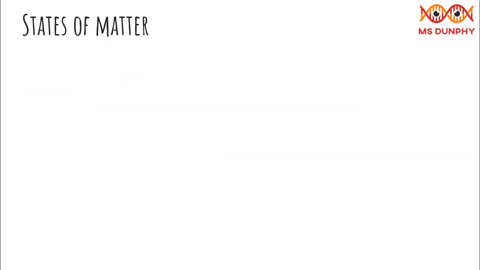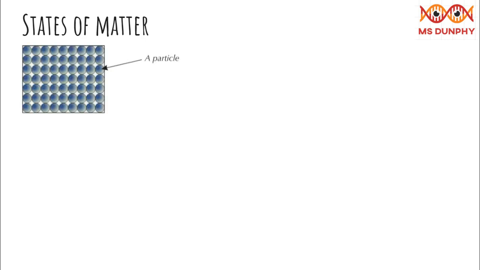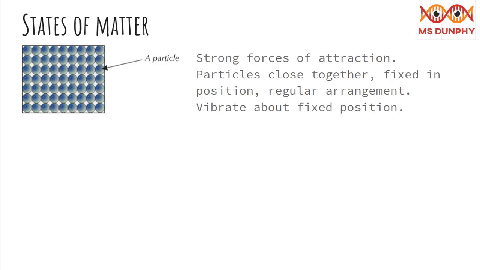The three states of matter are solid, like ice, liquid, like water, and gas, like water vapor. The particles of a substance in each state are the same, only the arrangement and energy of the particles is different. In a solid, strong forces of attraction hold the particles close together, in a fixed, regular arrangement. The particles don't have much energy, so they can only vibrate about their fixed positions.